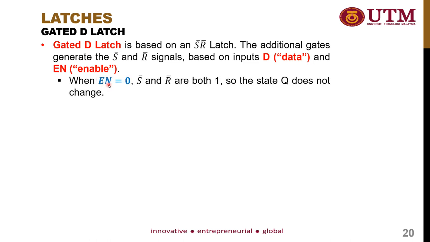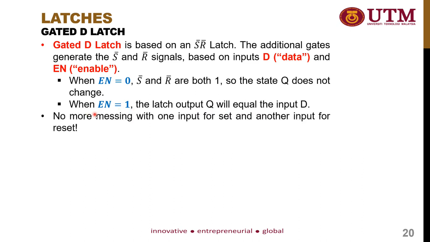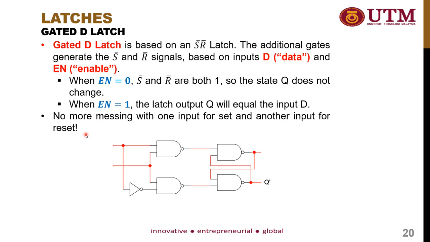So when enable is equal to 0, S bar and R bar are both 1, so the state Q does not change. And when enable is equal to 1, the latch output Q will equal the input D. And no more messing with one input for set and another input for reset. So this is the logic circuit for the gated D latch.